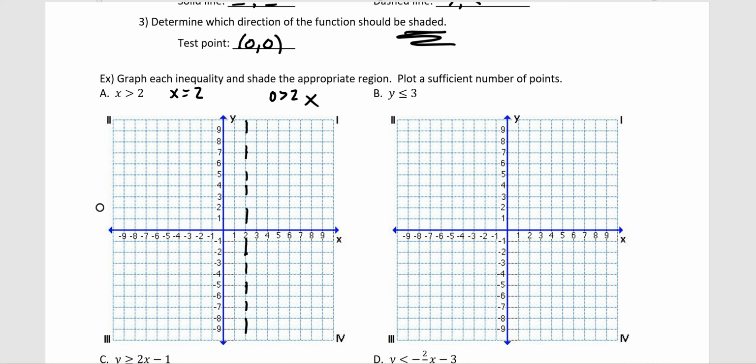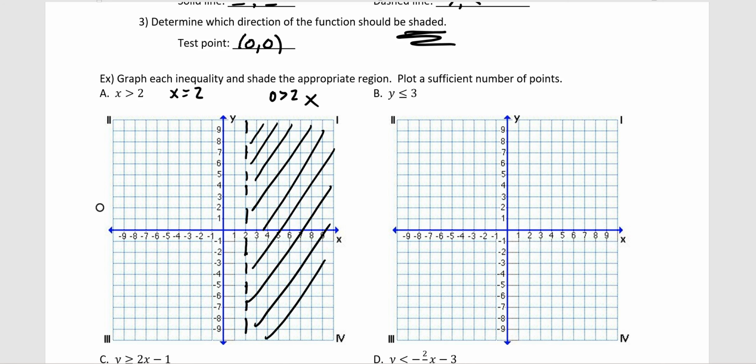If it was true, I'd shade this side of the line here, but since it's false, I would shade this side, the right side of this vertical line. Fantastic. All right, y is less than or equal to 3.